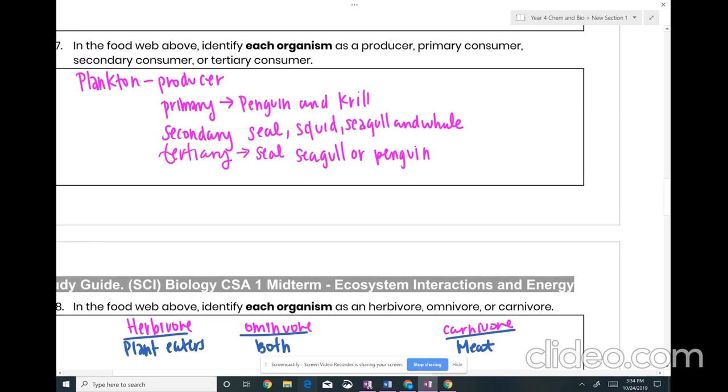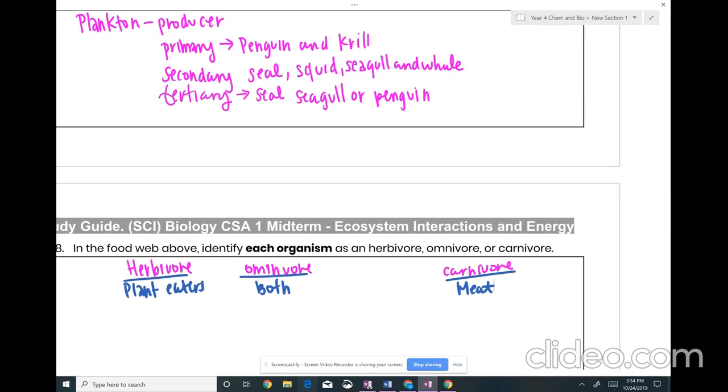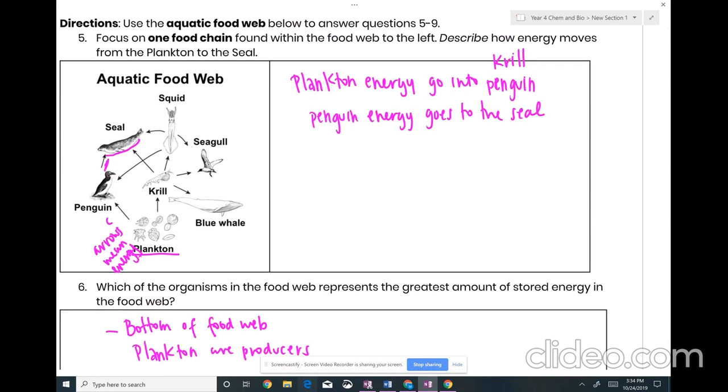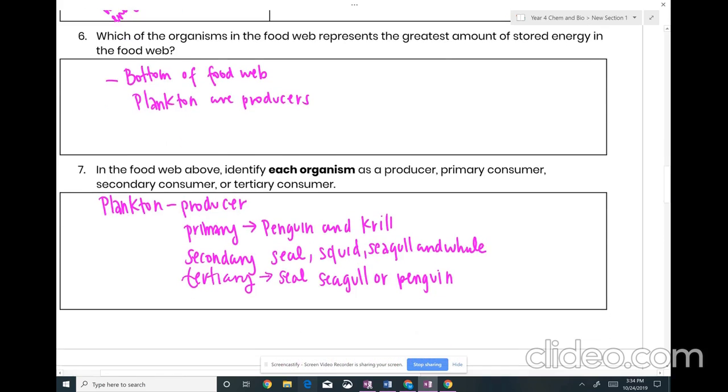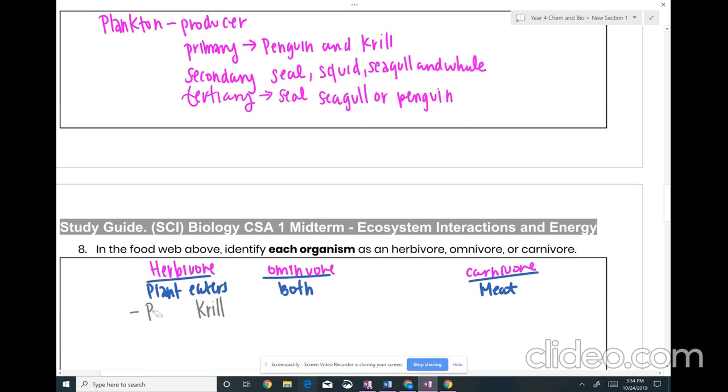Right, so herbivores. So herbivores are typically primary consumers. Right, so in this case, this is going to be our penguin and krill, according to what we have, right? And I'm just going in order, right? Omnivore, so we have to look at our thing and we have to see if somebody eats both. So if we look at this carefully, right, the only one that eats both is going to be our penguin, right? So our penguin actually is not going to fall under a herbivore, right? Even though it does eat plants, it actually falls under a better category of omnivore.